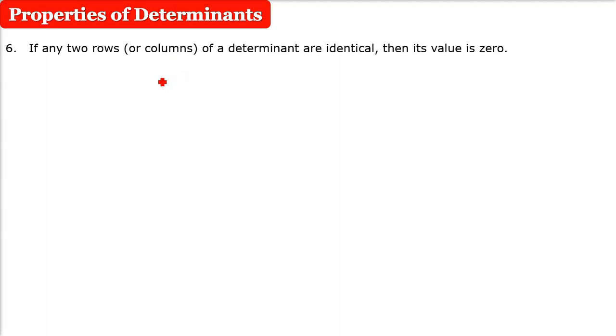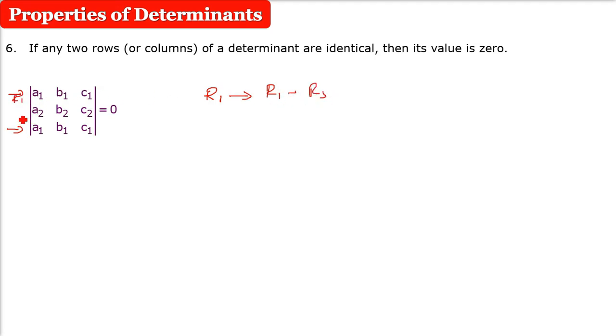If any two rows of a determinant are identical, then the determinant is going to be 0. There is a byproduct of this property also. If you change row 1 to row 1 minus row 3, since row 1 and row 3 are the same, a1 minus a1 is 0, b1 minus b1 is 0, and c1 minus c1 is 0. I have only changed row 1, so the other rows remain the same.